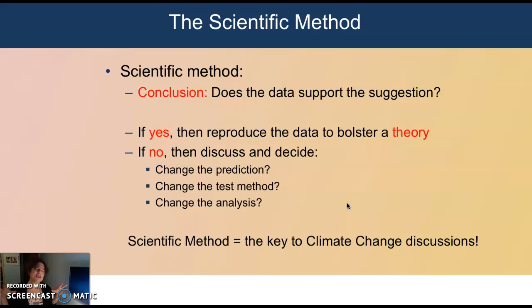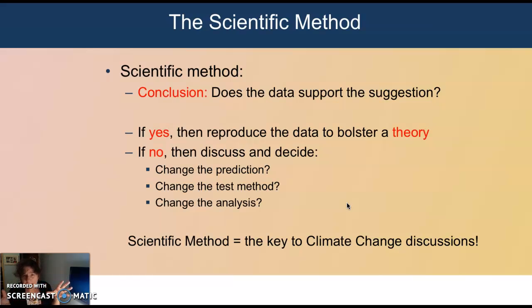So the scientific method draws to a close in the conclusion. Does the data and does the analysis support my suggestion, my prediction, my hypothesis? If yes, then you can use your hypothesis to bolster a theory, an explanation of how the phenomena occurred, or even why the phenomena occurred, if the data supports your prediction, your hypothesis.